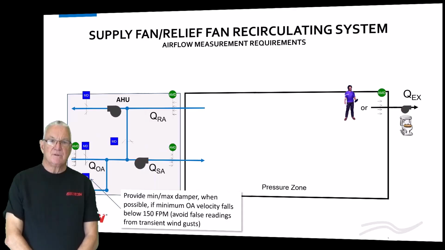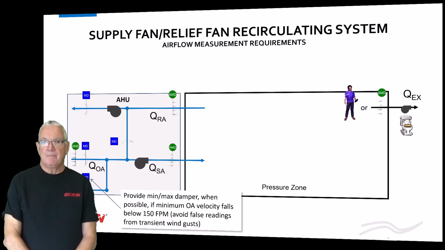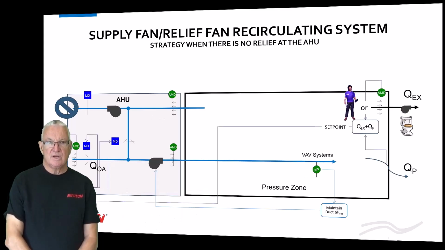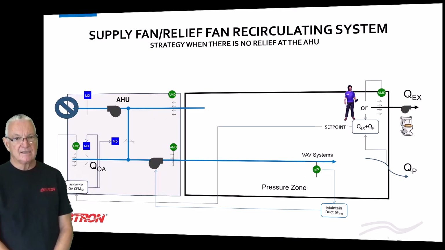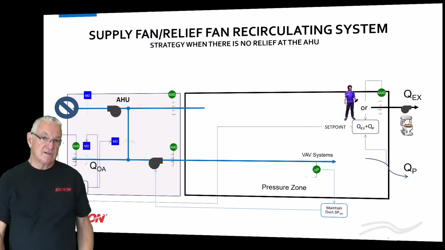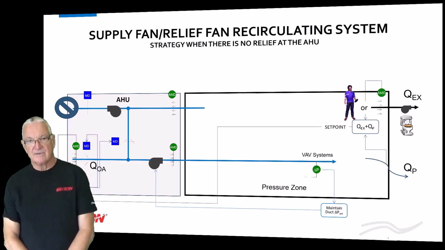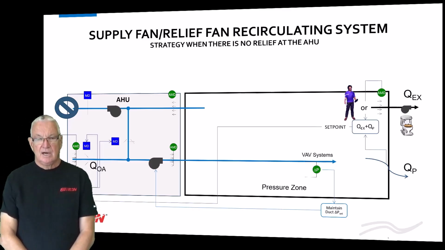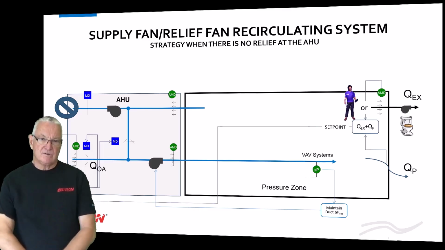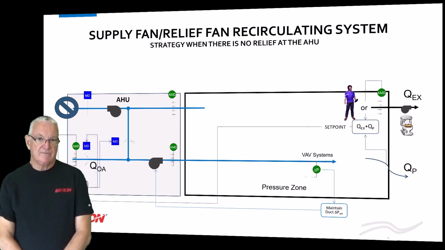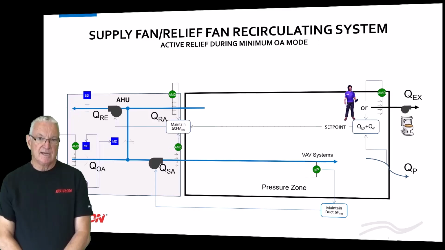When we have a supply and a relief fan, there isn't really much different in terms of the measurement points. If there's no relief at the air handler, obviously we can't make the return air fan our friend and use it in our sequence. We're just modulating the outside air and recirculation air damper. We typically don't do much of anything when there's no relief with the supply and return flow meter, okay?